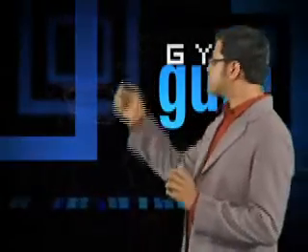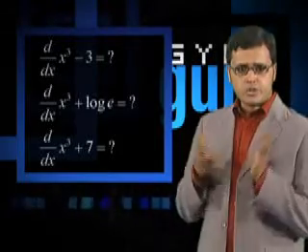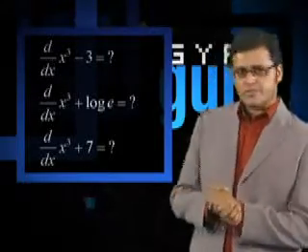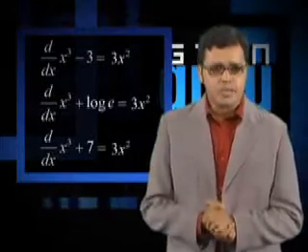As you can see, integration is just the opposite of differentiation. That's why an integral is also called an antiderivative. Now let's take a look at some of these functions: x cubed minus 3, x cubed plus log e, x cubed plus 7, and find their derivatives. Pretty simple. The answer to all these is 3x squared.